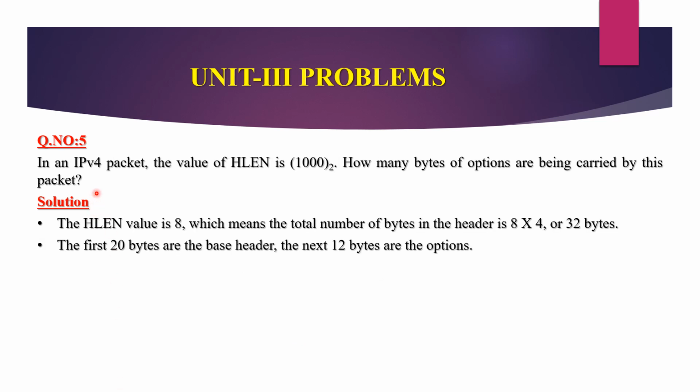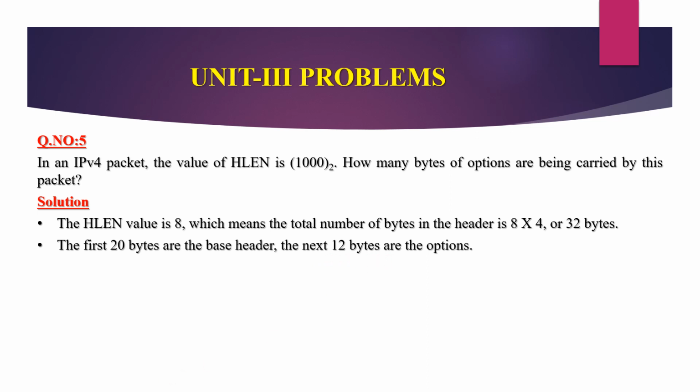The next problem: in an IPv4 packet, the value of HLEN, the header length, is 1000. How many bytes of options are being carried by this packet? HLEN is 1000, that is 8, which means the total number of bytes in the header is 8 times 4, or 32 bytes. The first 20 bytes are the base header and the next 12 bytes are options.